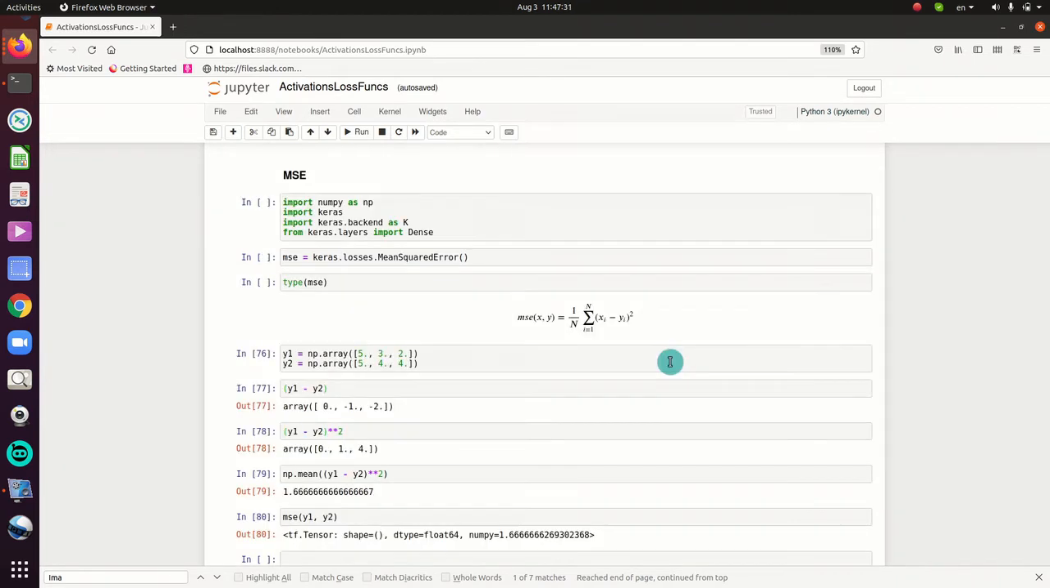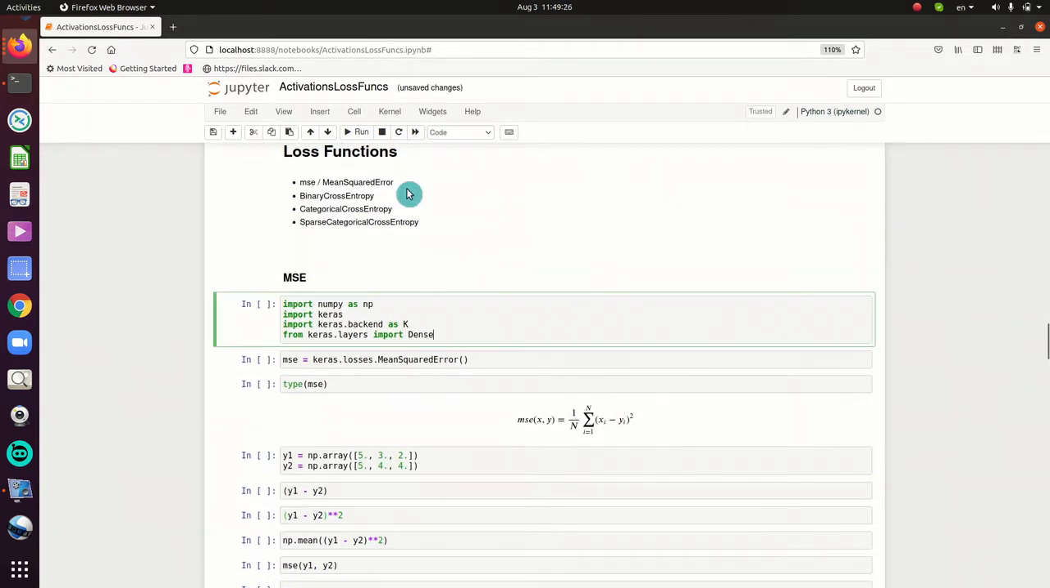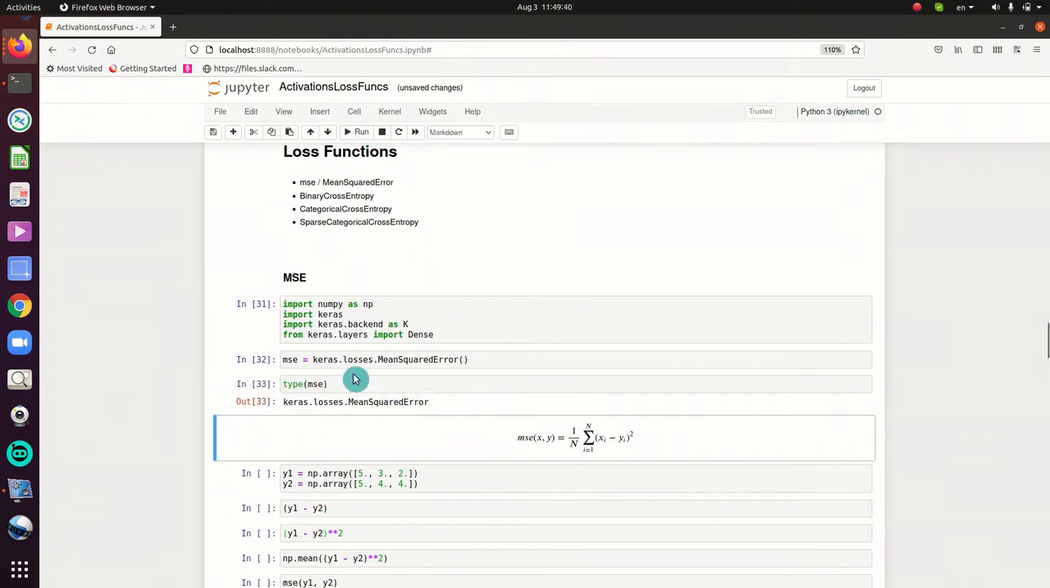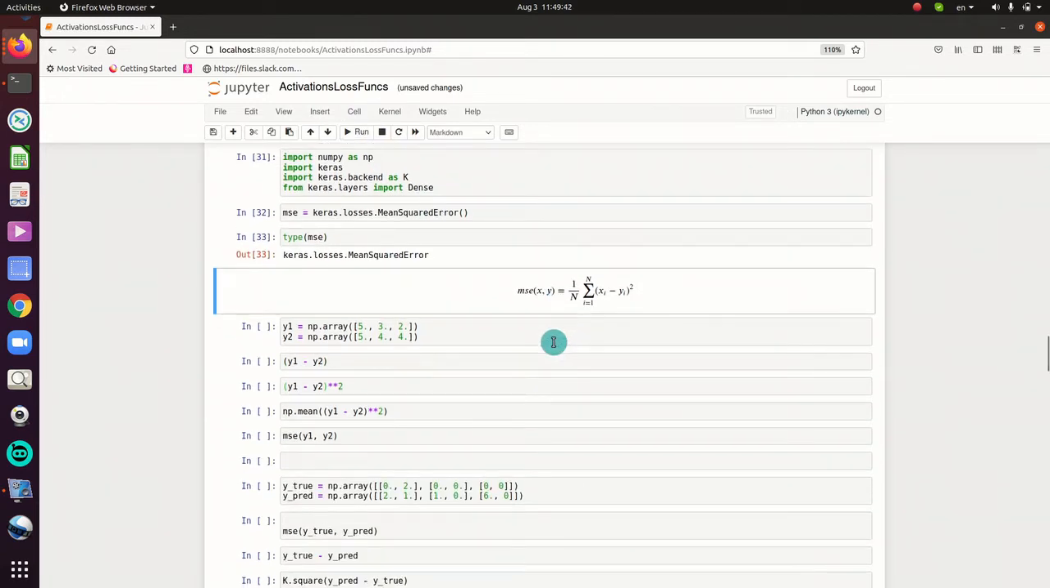First loss function is mean squared error loss. As the name suggests, we square the difference between two values, then take an average. Let's get started and make the Keras and NumPy imports. Once again, the calculation for MSE: diff, take the square and average over the dimensions. I import MSE from Keras losses. Let's examine the type. It's the loss function as we expect. I created two NumPy arrays.